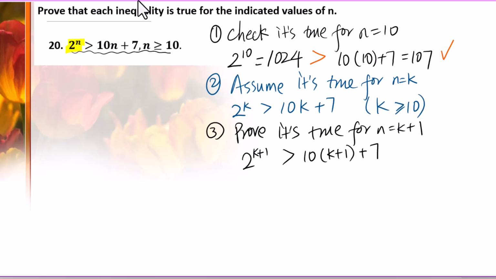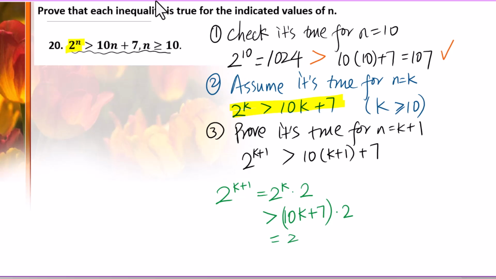Let's start with the left side. 2 to the power of k plus 1 equals 2 to the k's power times 2, so that we can use this assumption. It's greater than 10k plus 7 times 2. Simplify: 20k plus 14. Thinking part.